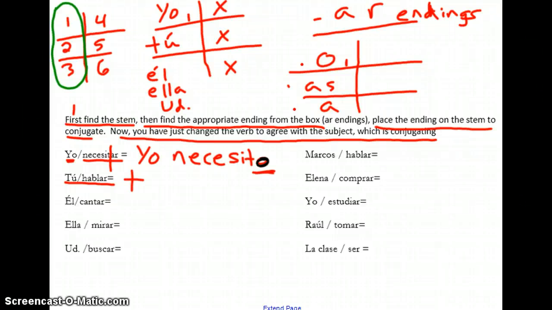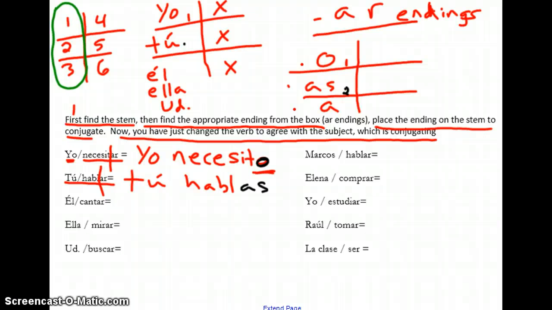So, here's tú hablar. Find our ending. Cross off the AR. Or don't find our ending, find the stem, which is habl. Then what is our ending for 2? Box 2, box 2. We have tú hablas.